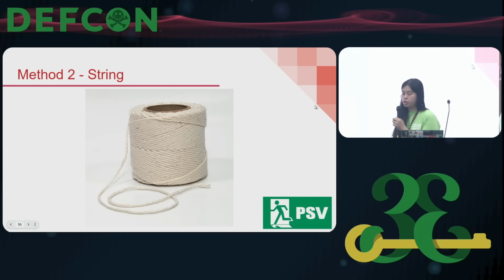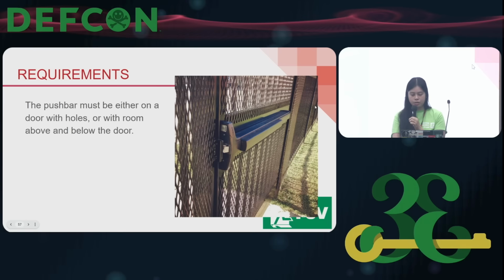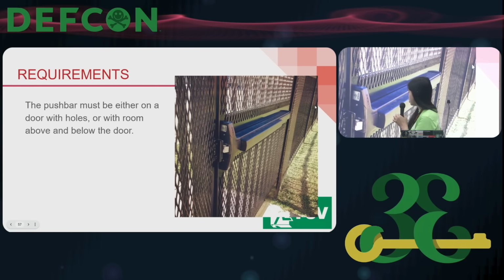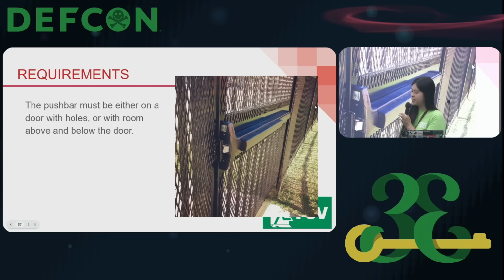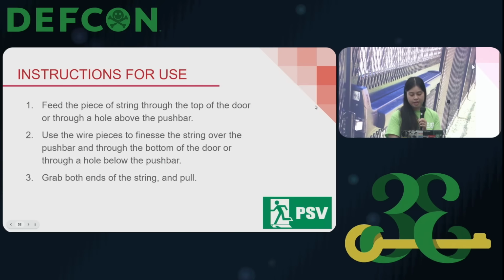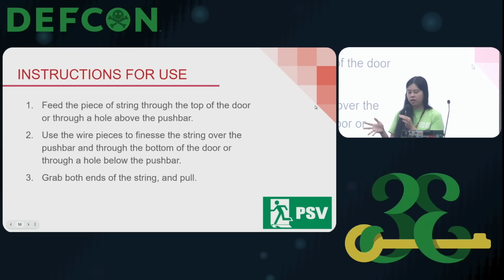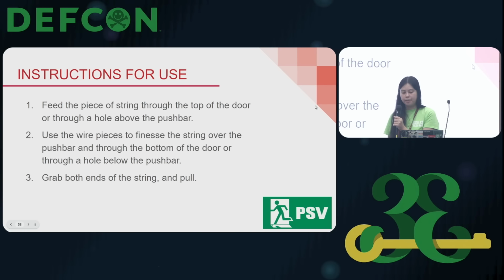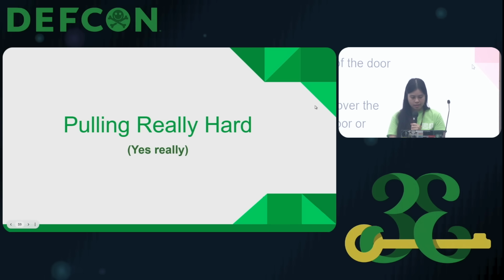Method number 2 is string. So sometimes you'll see something like this, usually on outdoor gates, where you can't fit your hand through, but you could probably fit some kind of tool through there. So with something like this, you can feed some string through the top of the door, and then usually I like using a little metal stick or something to kind of grab the string back out from the other side, and then once you have that looped around that push bar, you can just pull both sides of the string. That'll pull the mechanism towards the door and then unlock it from the outside.